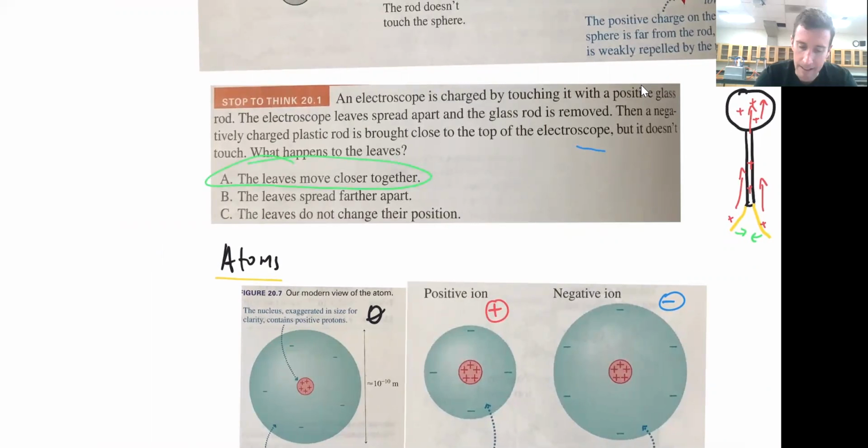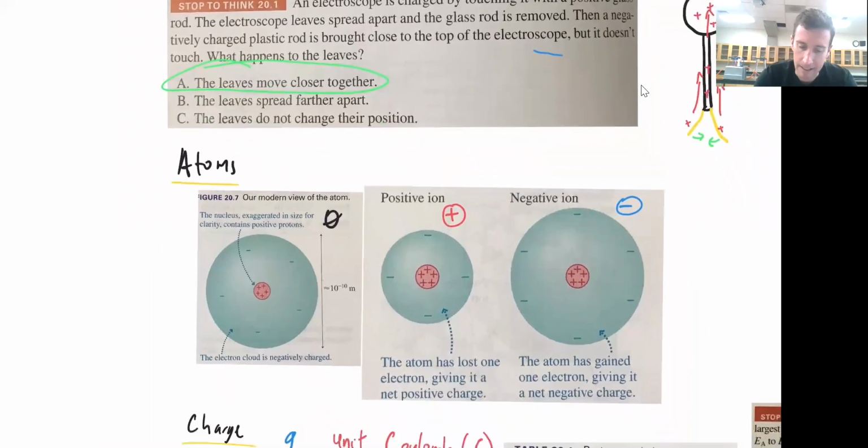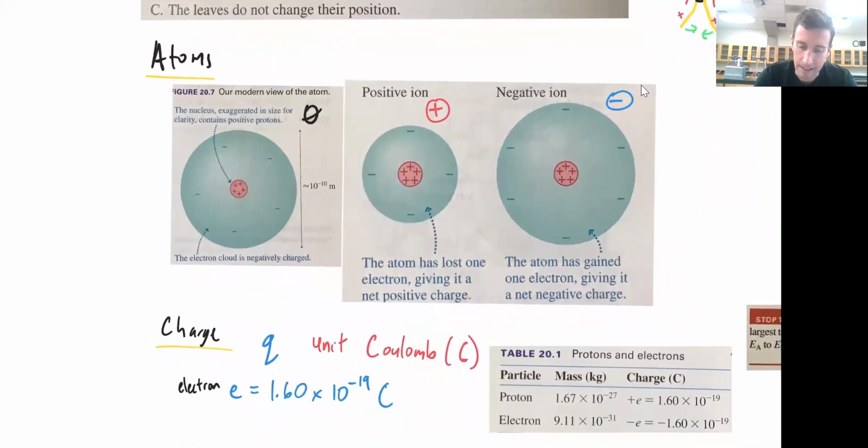Great. Okay, let's talk atoms. So charges come from subatomic particles. And the subatomic particles that we look at are protons, neutrons, and electrons. For our purpose, we don't need to pay attention to neutrons because they are neutral. They do not have any charge. Protons have a positive charge, and that's found in the nucleus. And electrons have a negative charge, and that's found outside the nucleus in the electron cloud.